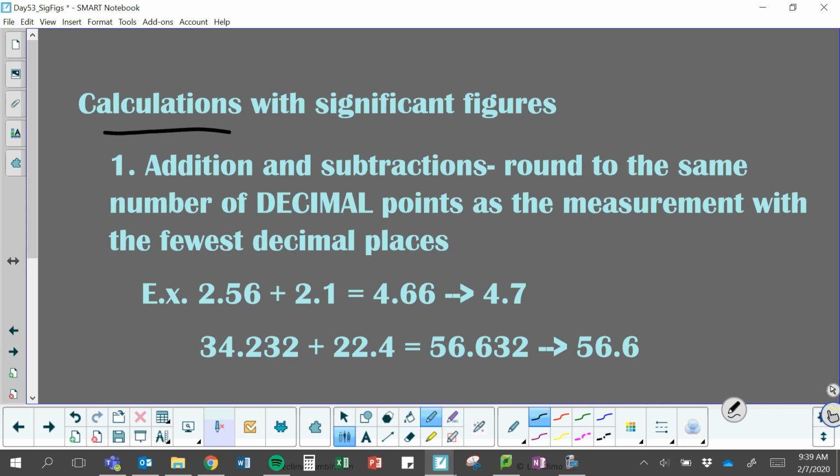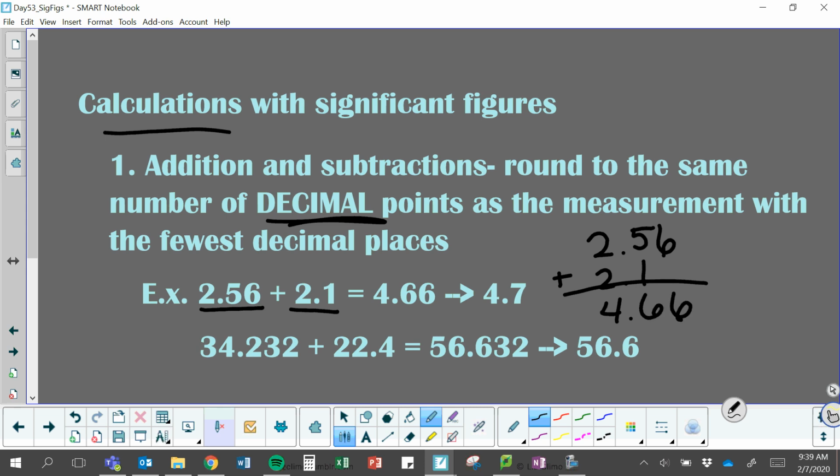Okay, so now we're moving on to how we do this with calculations, because we're going to have calculations with our significant figures. Okay, and our rule is that with addition and subtraction, we actually don't even look at significant figures, we're just looking at the decimal points. So in this question, we have 2.56 plus 2.1. So we line up our decimals. Okay, and when we add it together, we would get 4.66.